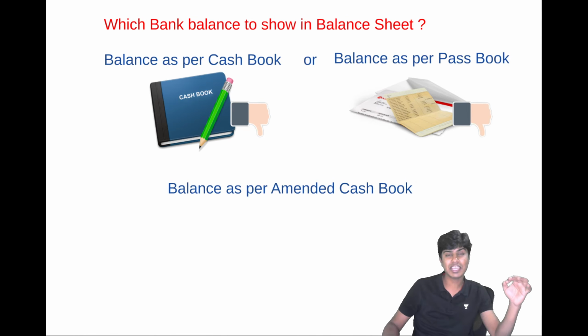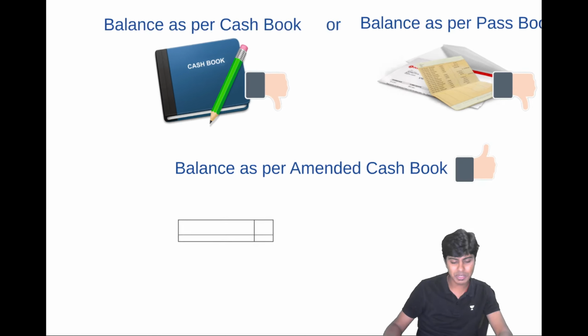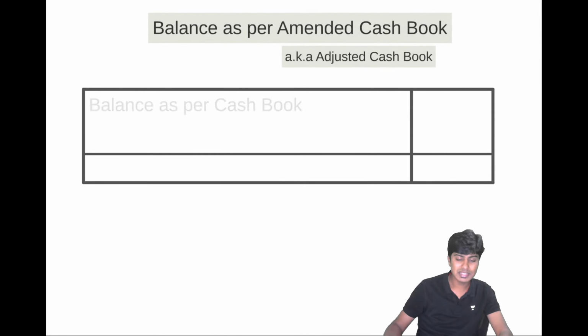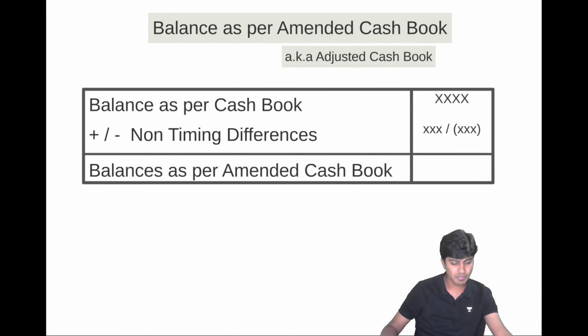We should show the balance as per amended cash book. Now, what exactly is balance as per amended cash book? Balance as per amended cash book is the balance as per cash book plus or minus non-timing differences. Once we add or deduct all the non-timing differences, that is when we arrive at balance as per amended cash book.